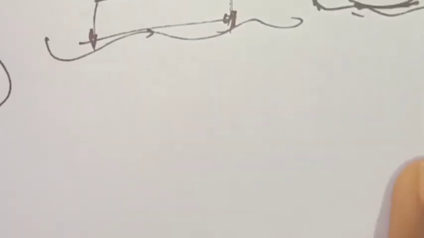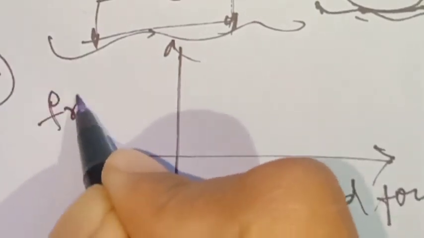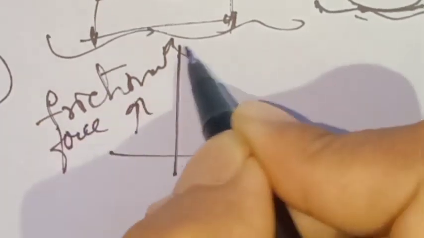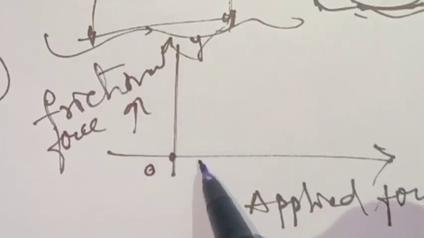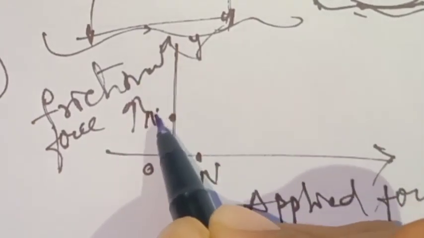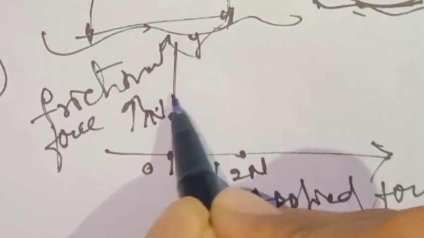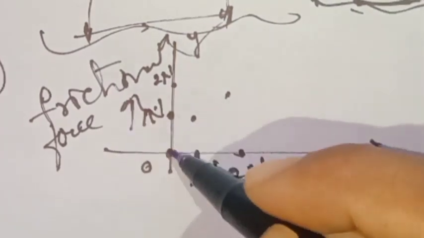As I have shown you in the animation, I will try to draw the graph for you. Here I will take the applied force along the x-axis. On the y-axis, I will take the frictional force. According to the diagram, if this is the origin, if you apply 1 Newton of force, the frictional force will develop 1 Newton. If you apply 2 Newton of force, it will also develop 2 Newton of force. So what happens here is the diagram dots. If you join these dots, you will get a straight line.